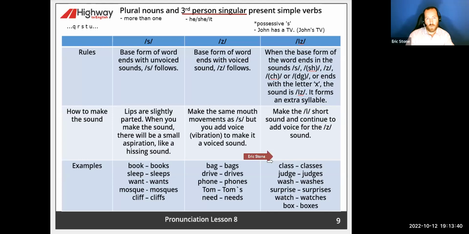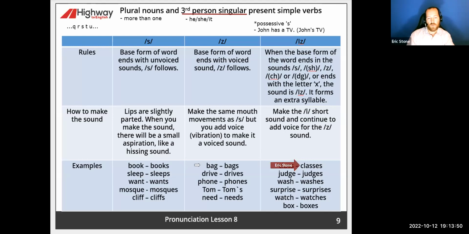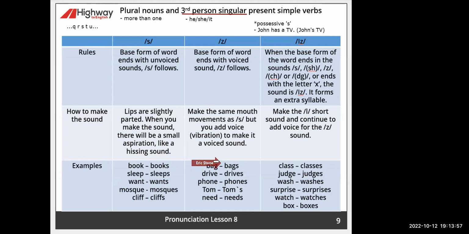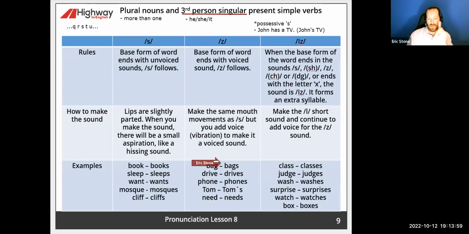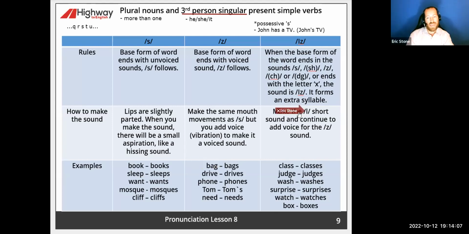Another sound will be added to the word. For example, the word class has one syllable, but classes has two syllables. But if you look at this one, for example, bag, one syllable, bags, still one syllable. It hasn't changed. Remember, a syllable is a vowel sound. It has to be a vowel, like "I." This would be a syllable. So that's why you make an extra syllable.